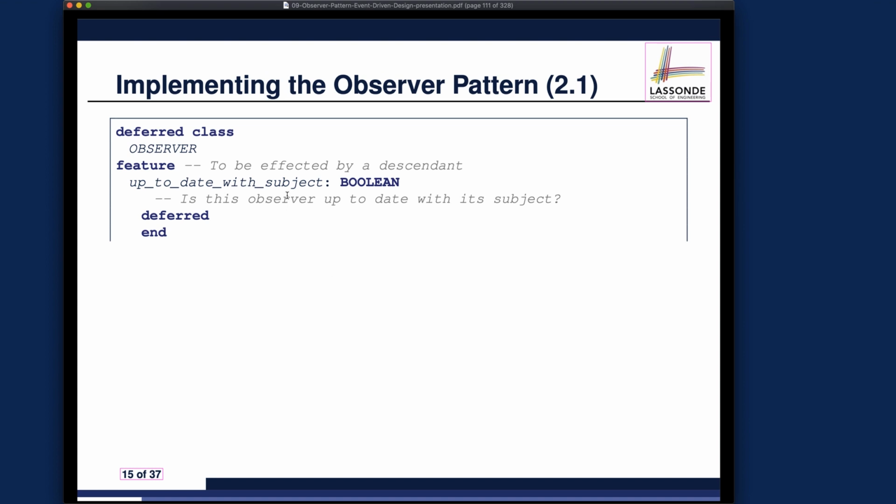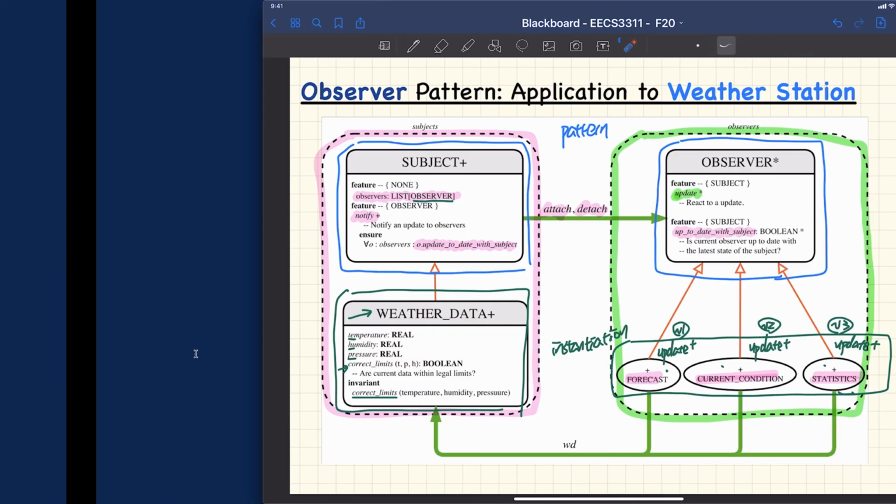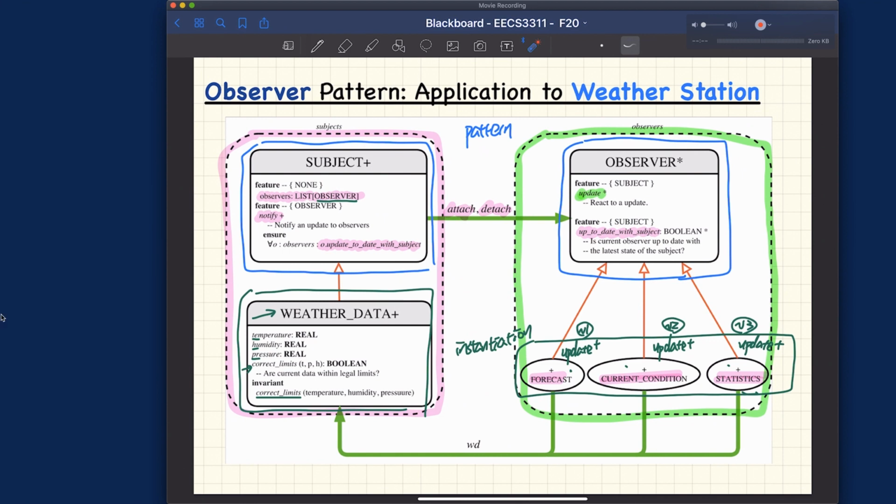Actually, the observer class is incredibly easy because the up to date with subjects and also the updates, these two over here are simply just deferred, meaning that any effective descending classes of the observer, in this case, that would be forecast, current condition, and statistics. Let me remind you here in the diagram, right? So here you can see forecast, current conditions, and statistics. Each one of them is going to have their own version for the updates and also their own version for up to date with the subjects, right? That's something you will see once we finish talking about the observer.